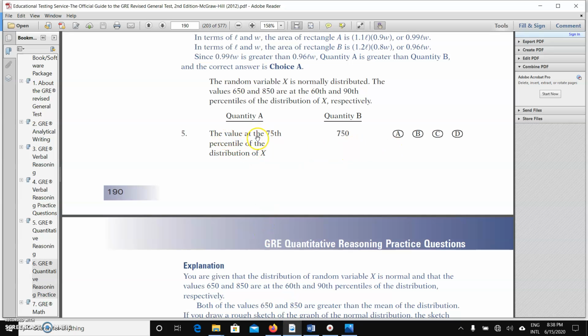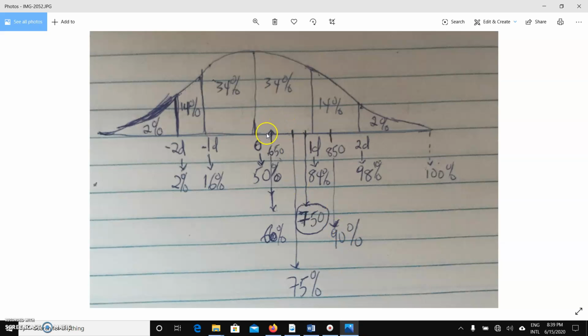Now, before that, let's label it completely. 650, right? Let's locate 650 and 850. 650 is at 60 percentile. Let's go back. This 650 here, this 50, right? So we need 10 more percent. Let's just use our brain.